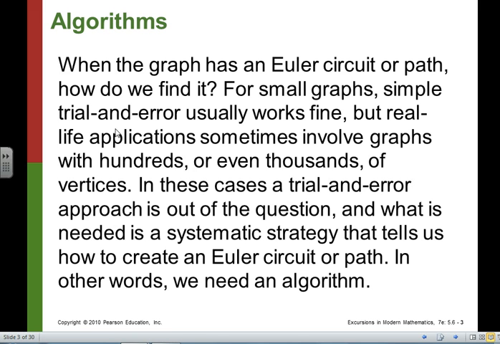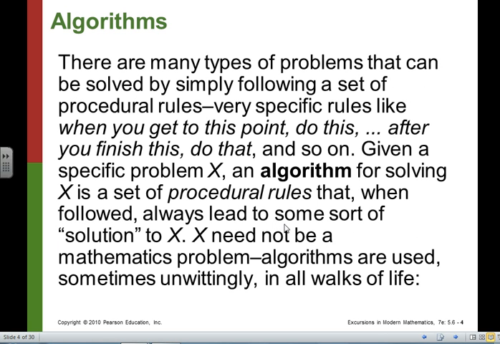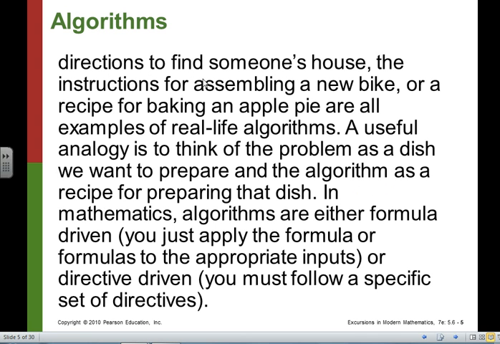When Euler's passing theorems to find small graphs, okay? Now we have a way to do it, and this is what we're going to do. There are different types of problems that can be solved different ways. So what you do, you follow these rules. Given a specific starting point, you follow a set of procedures until you're done. Directions, you find somebody's house, okay.